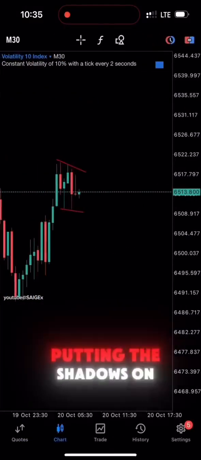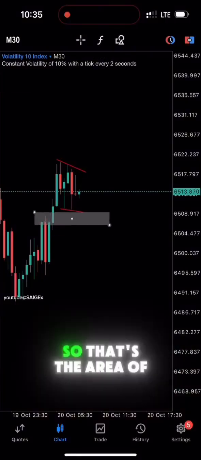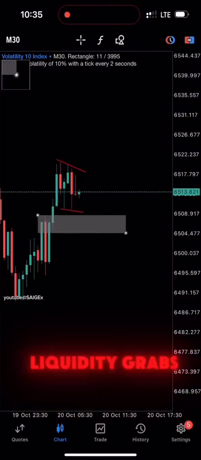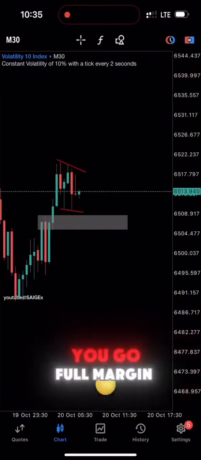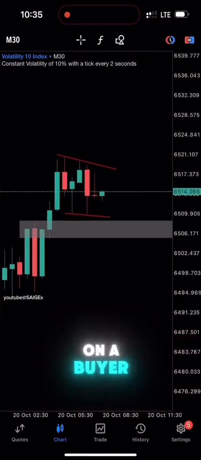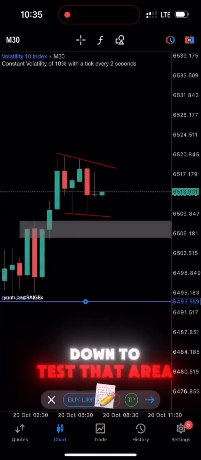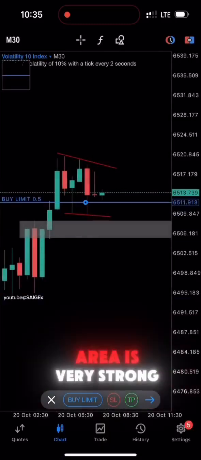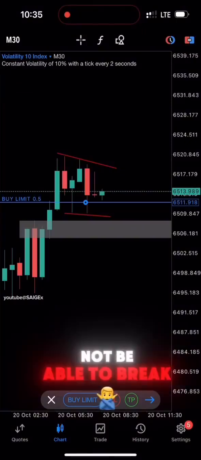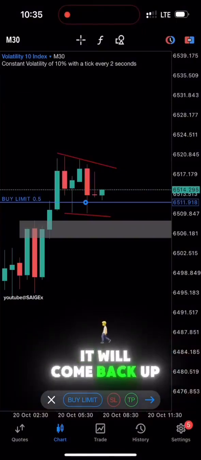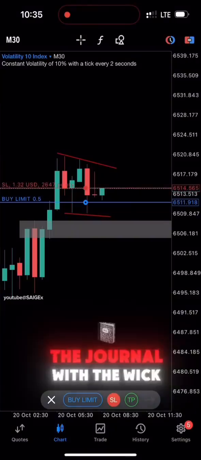You see where I'm putting the shadows on that area there? That's the area of liquidity grabs. Which means when you go full margin on a buy here, the price will go down to test that area. If it's strong, the area is very strong, so the price will not be able to break that area. It will come back up and then close inside the trend line with a wick.